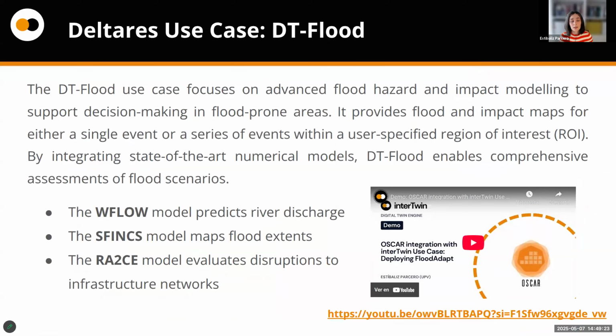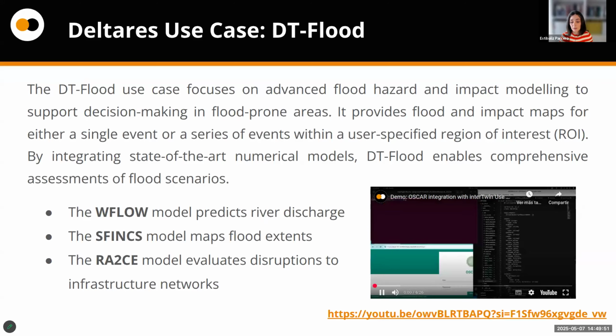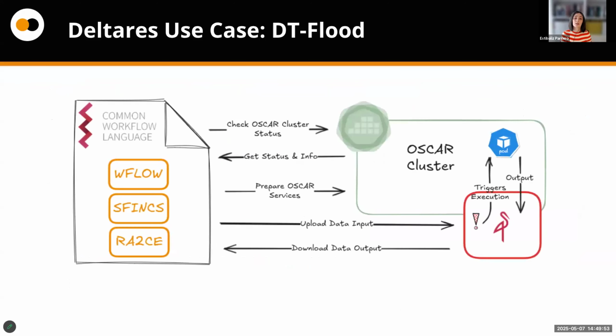We also deployed the Deltares use case. This was the digital twin flood use case, and it's used for detecting flood hazards and their impacts. It's composed of several models like WFlow, Sphinx, and Race. Here you can also see a demo with execution, but basically this is the diagram.